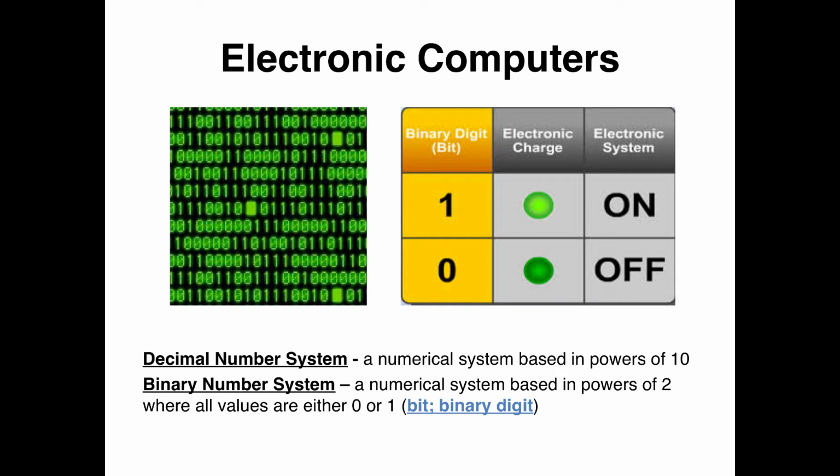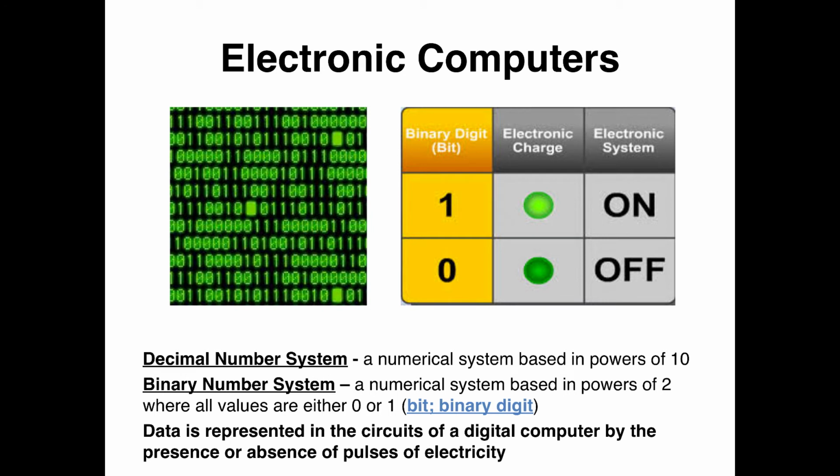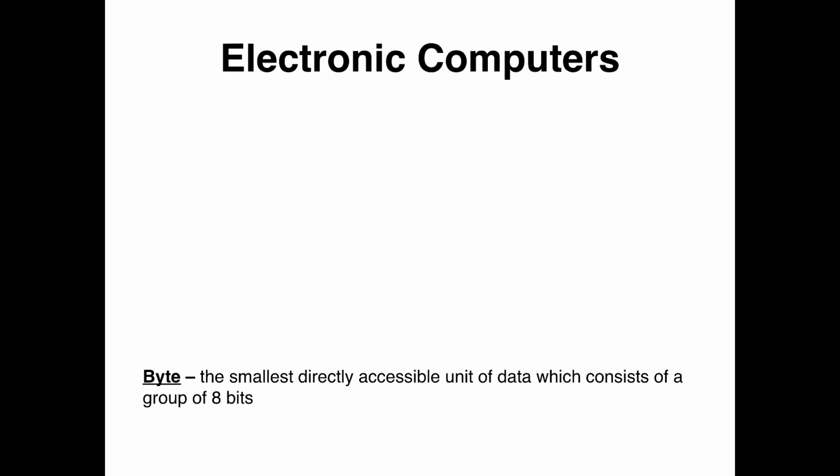The reason this is important is because a system is either off or it's on. So if it has a value of 0, it's off. If it has a value of 1, it's on. So data is represented in a circuit of a digital computer by either a 1 or a 0, by either being present or absent as pulses of electricity. A byte is the smallest directly accessible unit of data, which consists of a group of 8 bits.